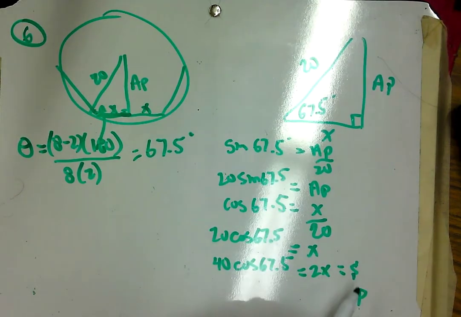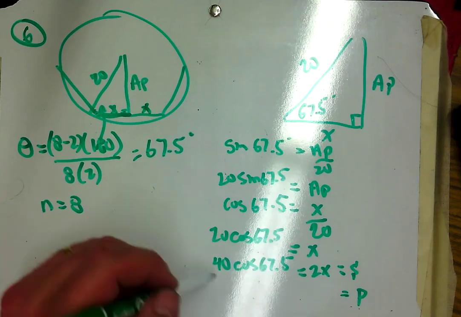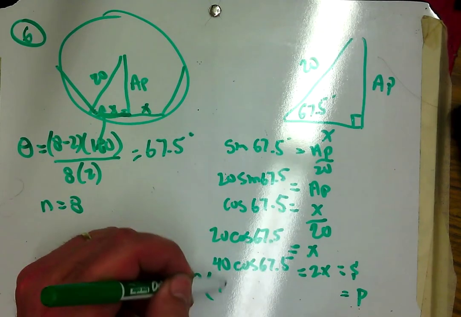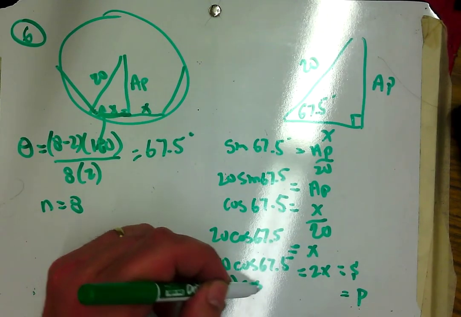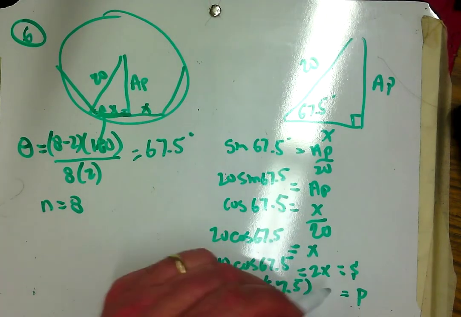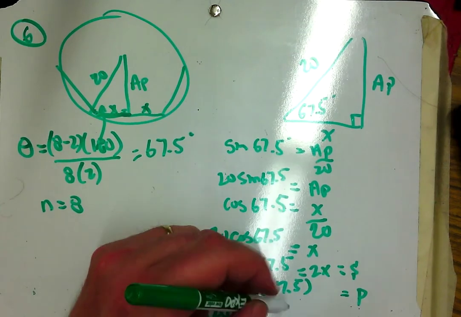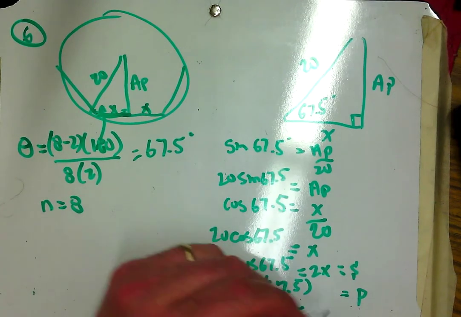Well, the perimeter is the side length times the number of sides. And in an octagon, we have 8 of those sides. So the perimeter is going to be 8 times the side length, 40 cosine 67.5. There's our perimeter, or 320 cosine 67.5.